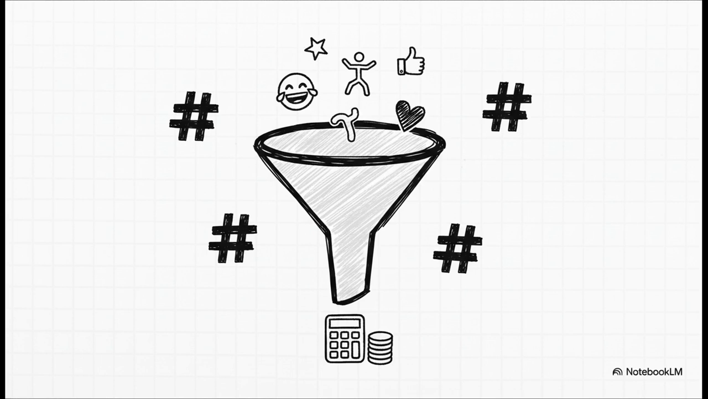Think of hashtags as your secret weapon for telling the algorithm exactly who should see your video. The trick is to blend those huge popular tags like #ForYou with super specific ones for your niche. So if you're a financial coach, you might use #CoachFinance. This way you're targeting a wide audience and your perfect customer. Just don't go crazy. 4 to 6 is the sweet spot.